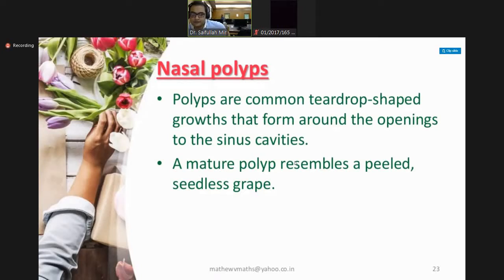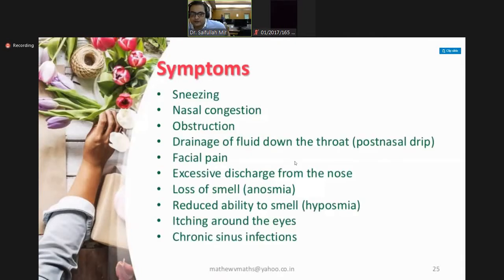Sneezing, nasal obstruction, postnasal dripping, facial pain, excessive discharge, loss of smell, reduced ability to smell, itching around the eyes, chronic sinus infections, right? So I changed the mnemonic to remember all of these things in a very busy slide.